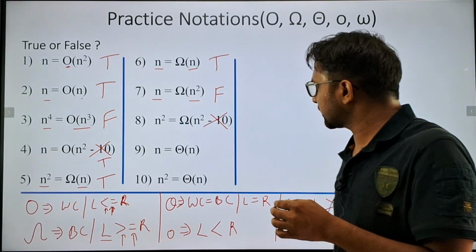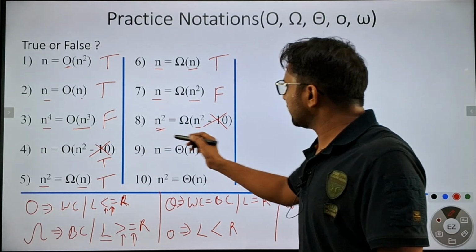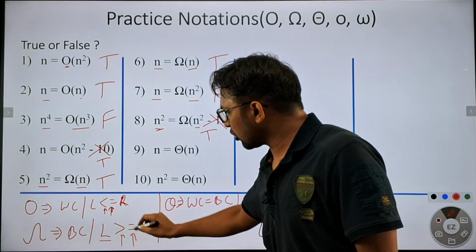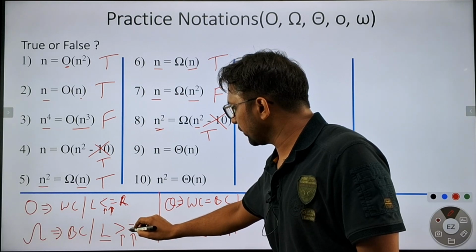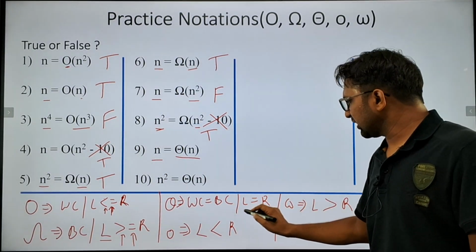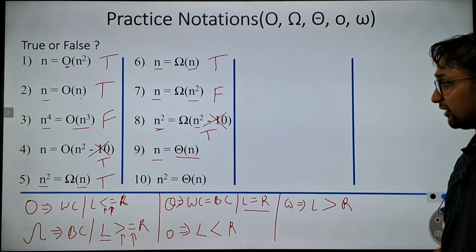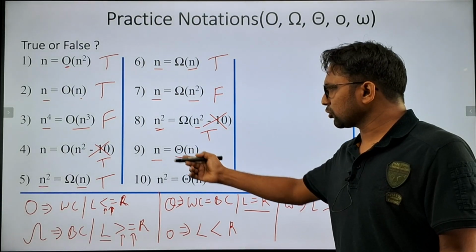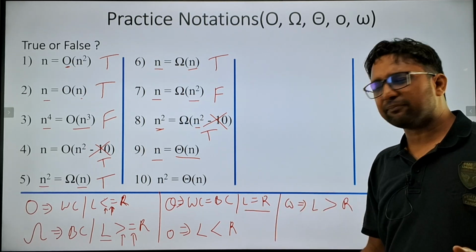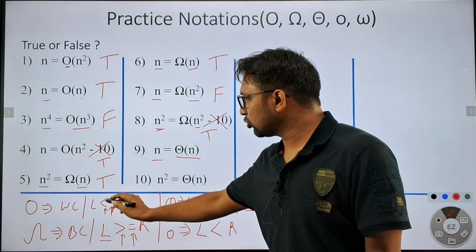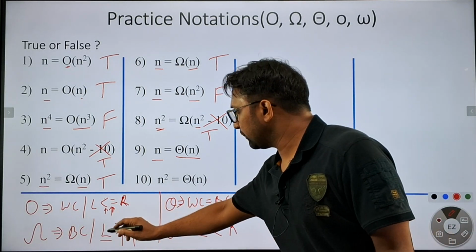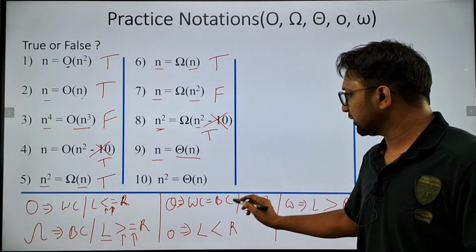Remove the constant and check. Both are equal, n square, true. Equal is allowed in big O and big omega. Theta notation, both are equal, yes, they are exactly equal. Equal is allowed. Only if exactly equal, it's better to use the theta notation. If we know that they are exactly the same, then it's not a good idea to go with big O and big omega. It's better to go with the theta notation.